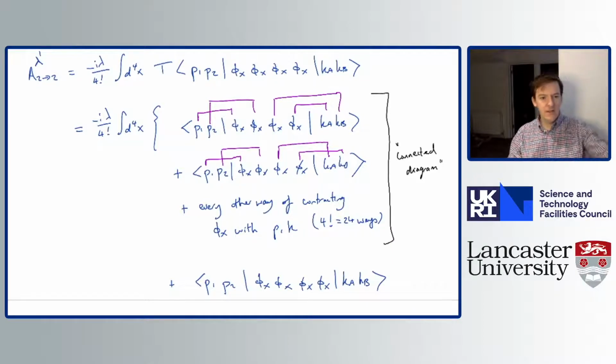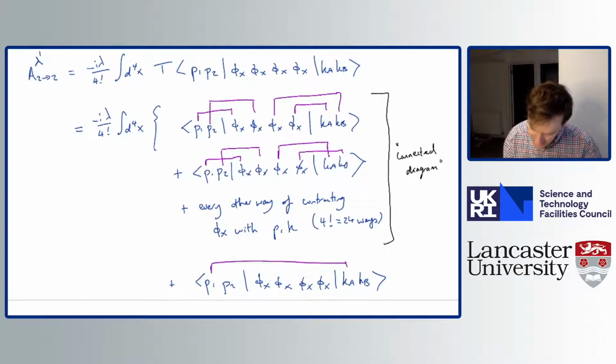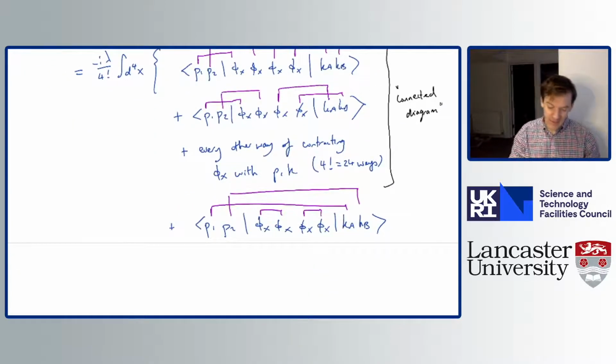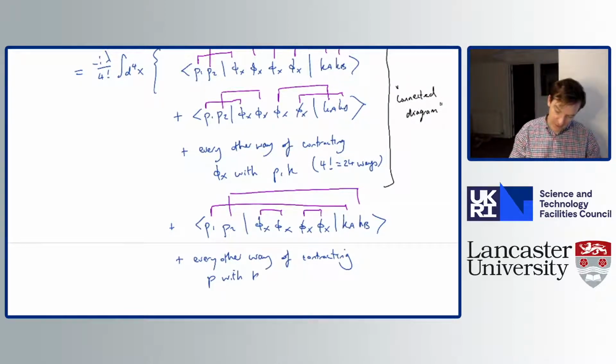Okay, we can look at the case where we contract, let's say we contract, do it in a different color. Let's say we contract P1 with Ka, P2 with Kb, and then we contract the fields just with themselves. So in other words, here our phi fields aren't ever contracted with our p's or with our k field. Okay, so again, in principle, we should write down every other way that we can do this type of contraction. Need to do all of the p's with k's and all of the phi's with itself.